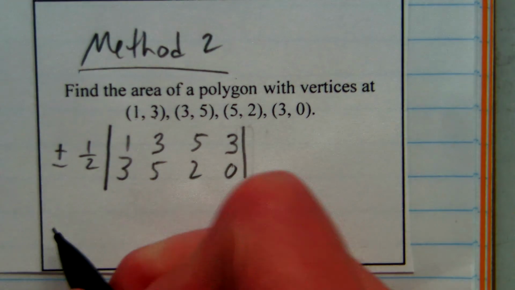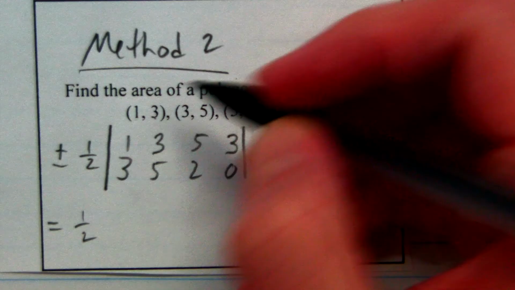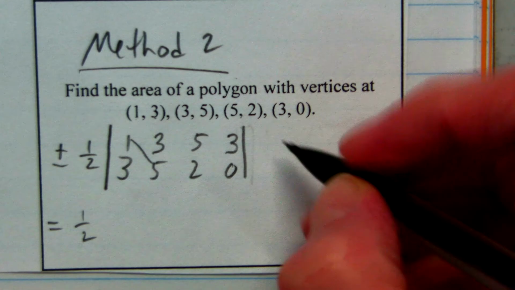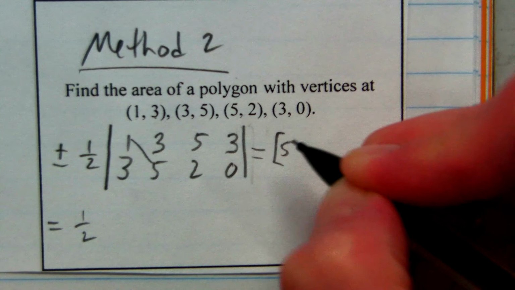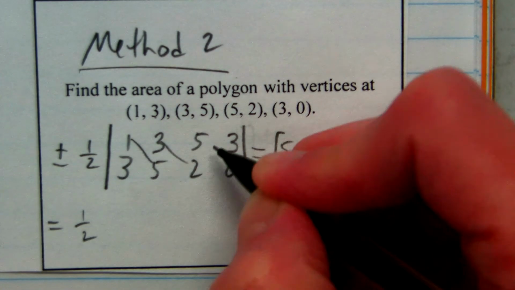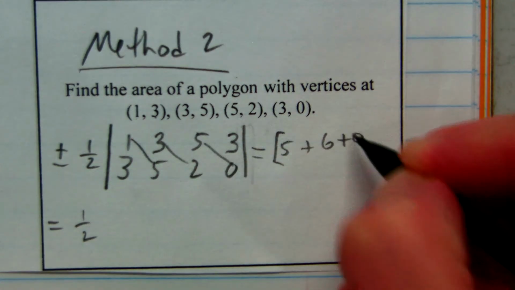So you would have 1/2 of whatever we get here. So let's do that part first. So 1 times 5 is 5. 3 times 2 is 6. 5 times 0 is 0.